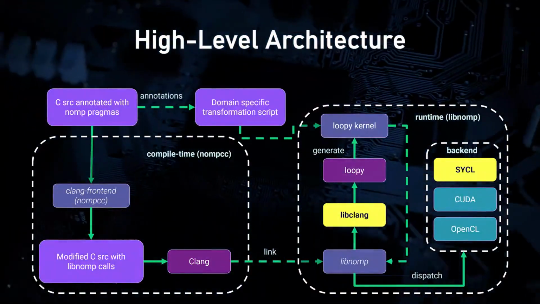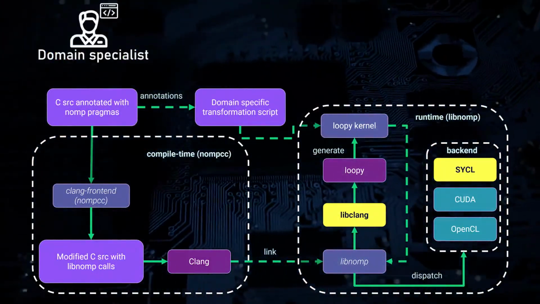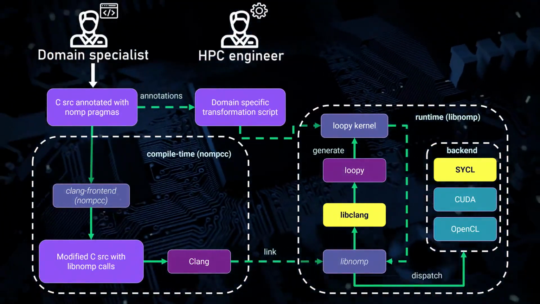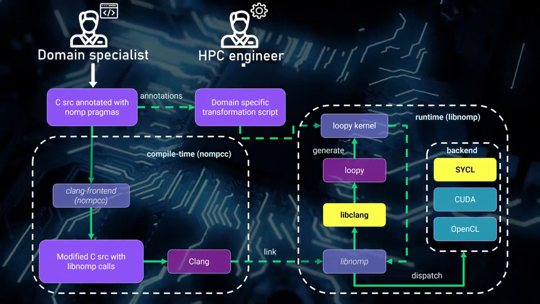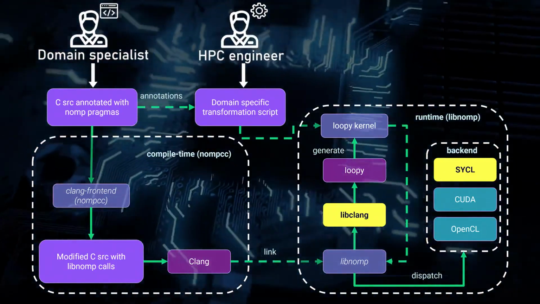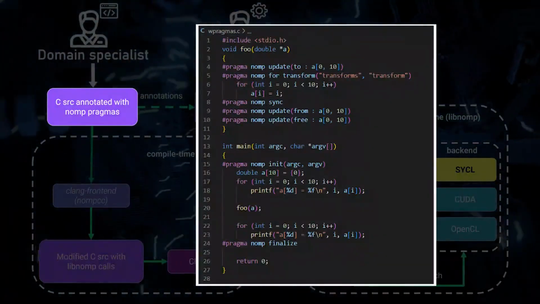This is the high-level architecture of NOMP. NOMP has two main users, the domain specialist and the HPC engineer. The domain specialist does the implementation of the HPC application, while the HPC engineer specifies the optimizations, which require their respective expertise. This is the NOMP source code.